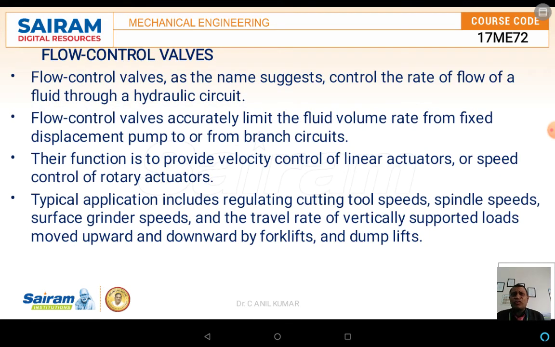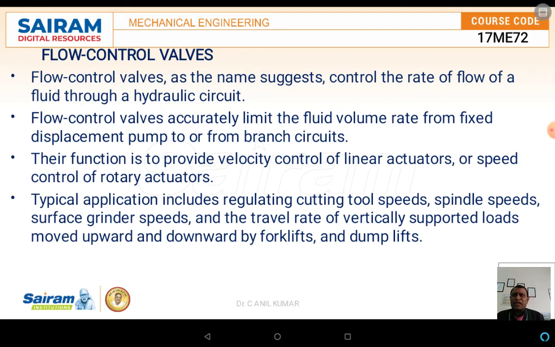See, the flow control valves we have discussed. As the name suggests, it controls the flow rate of the fluid through the hydraulic circuits. That is a simple explanation with respect to the flow control valve. See, the flow control valve accurately limits the volume at which the fluid has to flow in the circuit. The function is to provide velocity control of the linear actuator, or speed control of the rotary actuator.